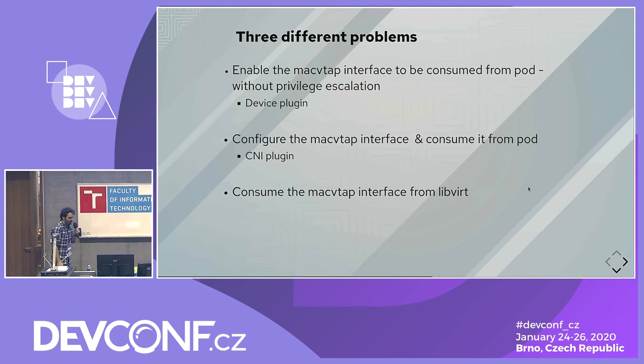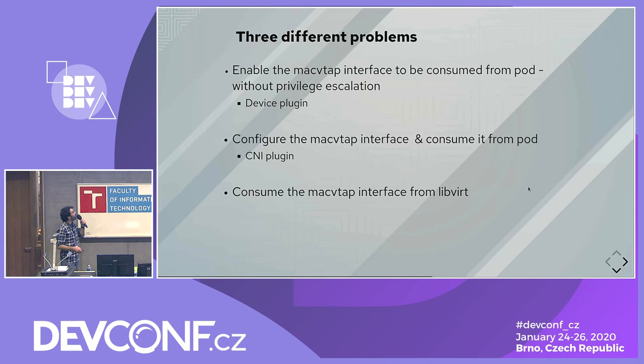So the solution can be divided in three different things that we want to do to solve the problem. The first one is, in order to be able to properly use the Mac VTAP interface inside of the pod without any privilege escalation, we're going to use the device plugin framework. So we're going to set up a new Mac VTAP device plugin. And this device plugin is going to allow us to move the interface, and not only the interface, also the tap character device inside the pod with the correct access permissions for the pod to be able to access it, without any privilege or admin capability assigned to the pod.